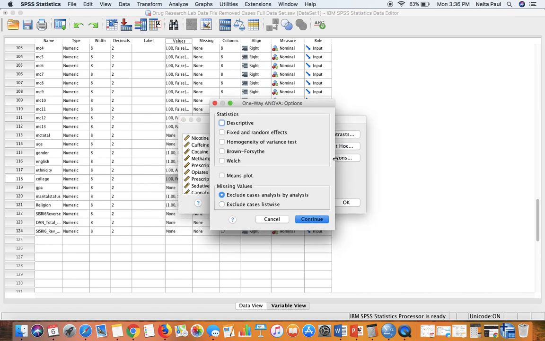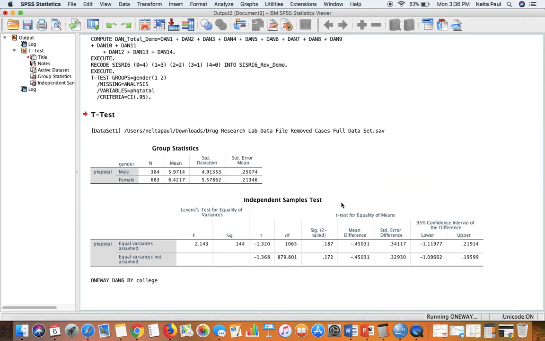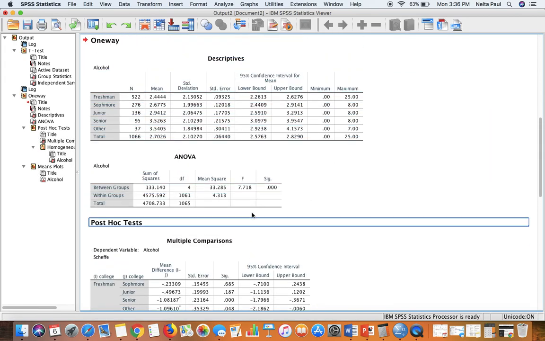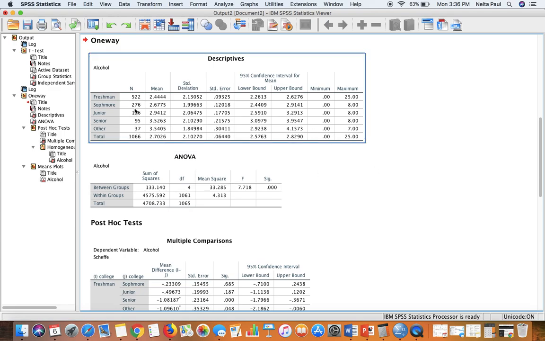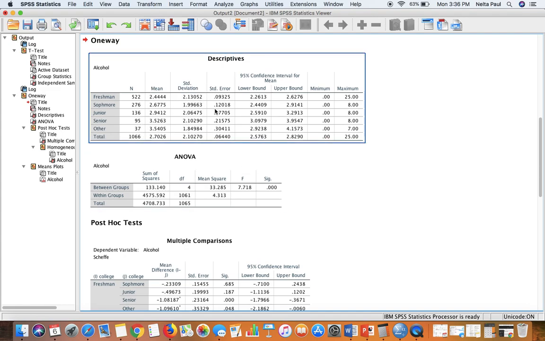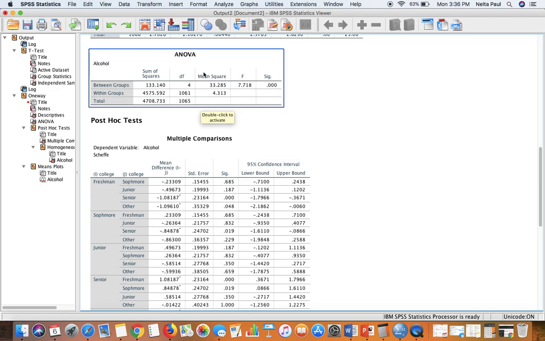And then we also have options. Now, I like to have my descriptive statistics. I like to have my mean plots to see what it looks like. So I'm going to click those, click continue, and click OK. Now, my second analysis that I ran is a one-way ANOVA. Now, because I asked for the descriptive statistics, you will get the frequency of each group. You will get their mean. You will get their standard deviation. You will get their standard error, their confidence interval, and the range of scores. And then you will get the ANOVA.